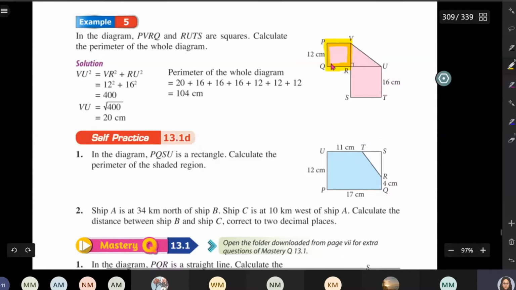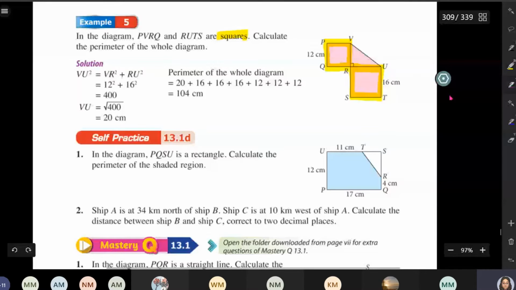Okay, so now you can see it's actually a square. Okay, and RUTS is a square. Calculate the perimeter of the whole diagram. One thing, bila dah tengok perkataan square, what do you know about square?